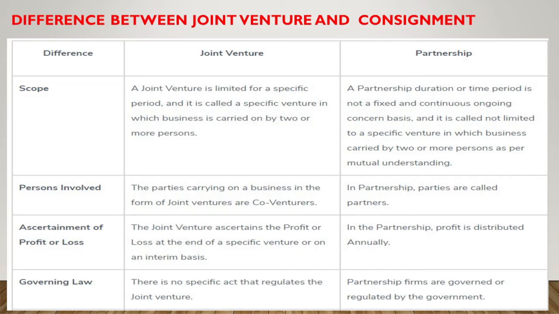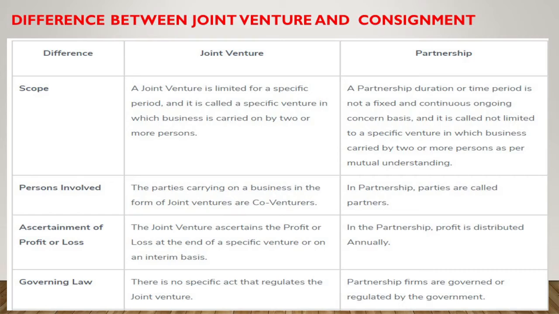Ascertainment of profit and losses. The joint venture ascertains the profits or losses at the end of a specific venture, or on an interim basis. For each venture, they will calculate profit. But in the partnership, it is distributed annually. So the profit is calculated on an annual basis, financial year starting to ending. Later accounts are audited, and based on that they will find out the profit. But here profit is calculated according to the venture itself.